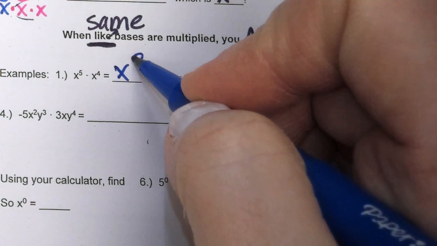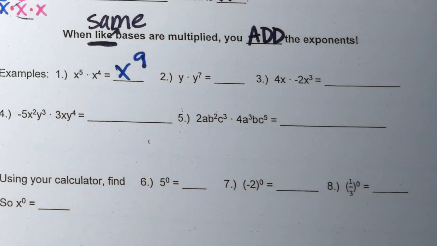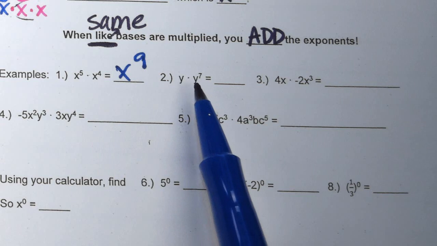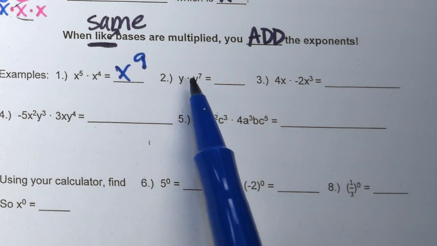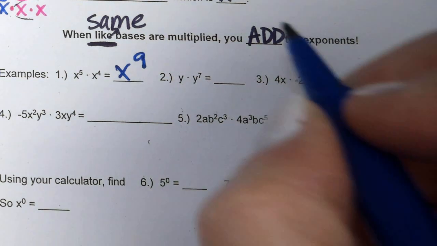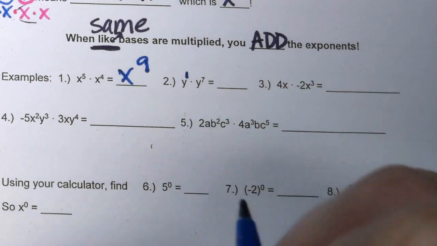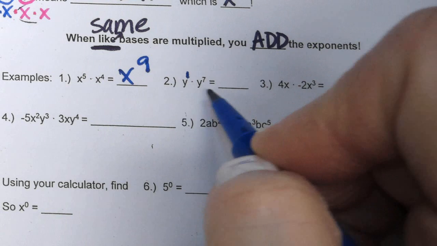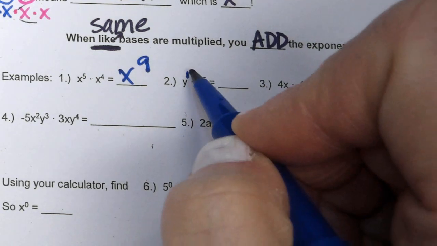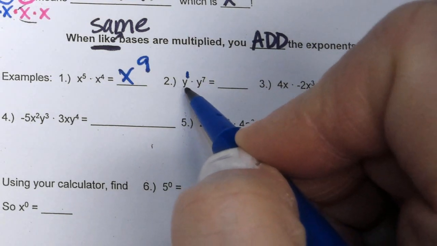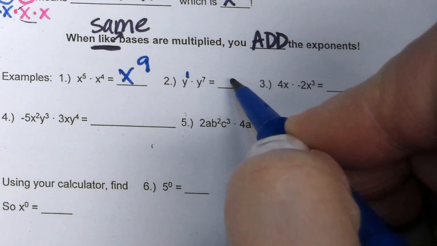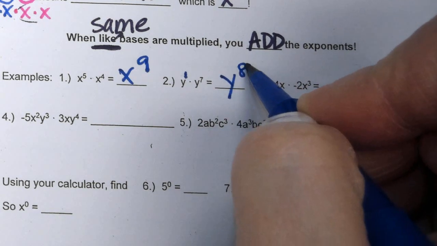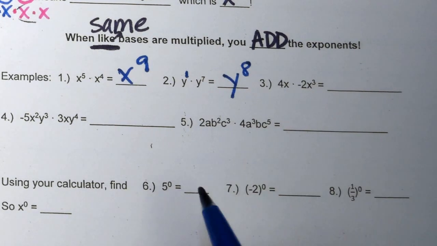This is going to be x to the 9th. Okay, number 2 is a little tricky. There is no exponent here. This is understood to be a 1. We just don't write it. We just put y. It's just y. So what would you think would be the answer here? Add your exponents, because the bases are the same. They're both y's. Y to the 8th.